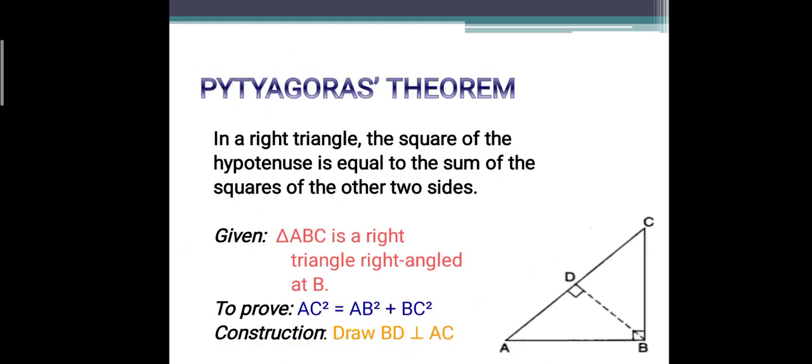Now, coming to one of the most famous mathematical contributions, the Pythagoras theorem. Pythagoras theorem states that in a right triangle, the square of the hypotenuse is equal to the sum of the squares of the other two sides. We are given a right triangle ABC, and we have to prove that AC square equals AB square plus BC square. For proving this, we draw a perpendicular BD on AC.